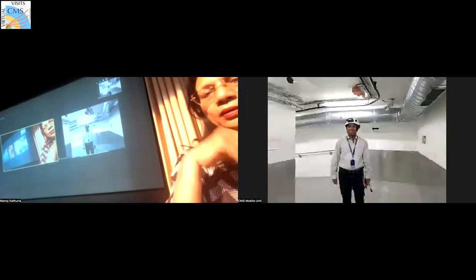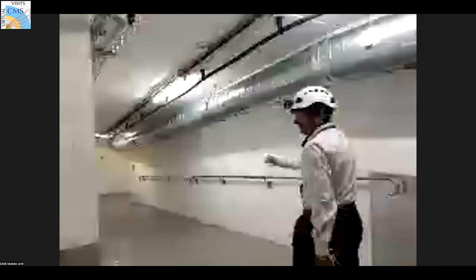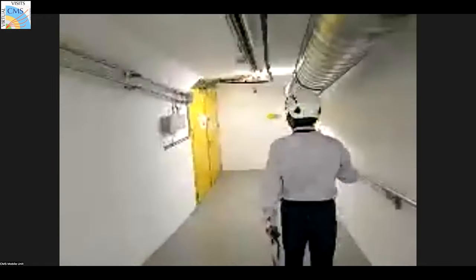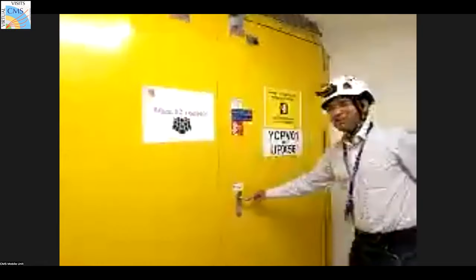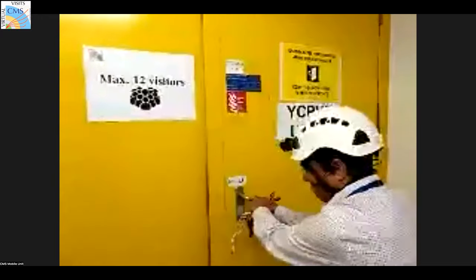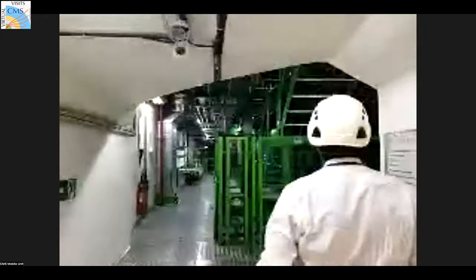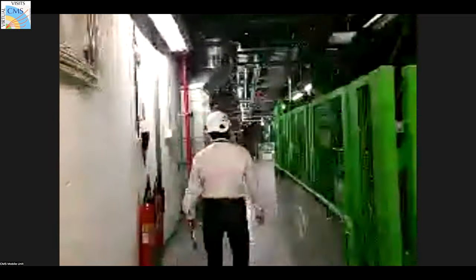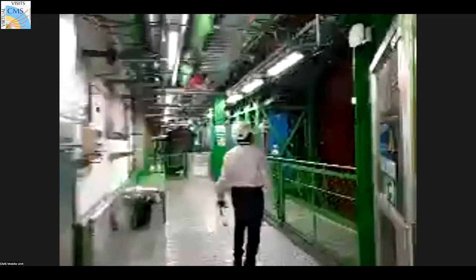Yes, I'm going into the experiment. Follow me. I am in the tunnel now. I'm going to open the experiment. You all are lucky that we are able to go into the experiment today. Otherwise, if the LHC was running, which it was a few days ago, we would not be able to go inside because of the safety. But today we are so glad to show you our beautiful experiment.